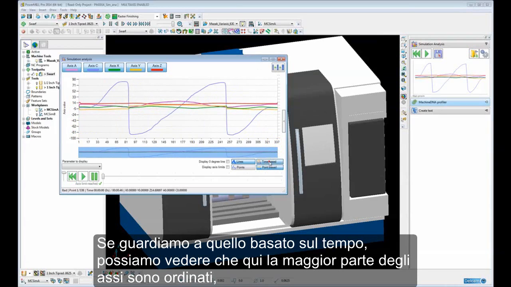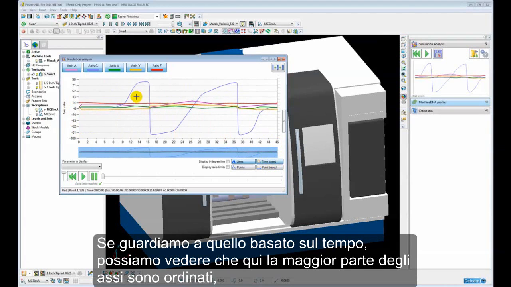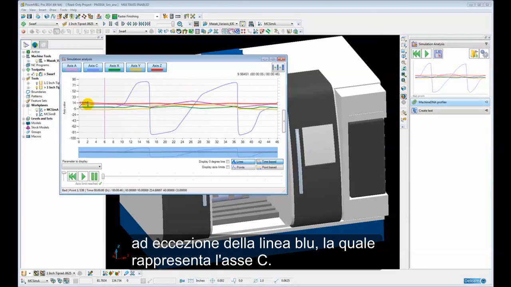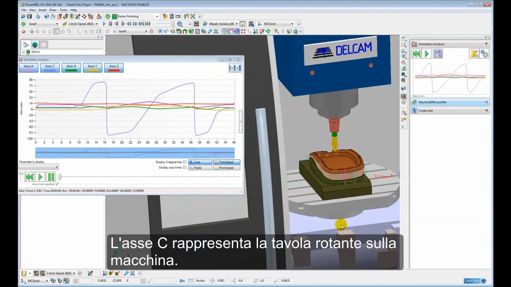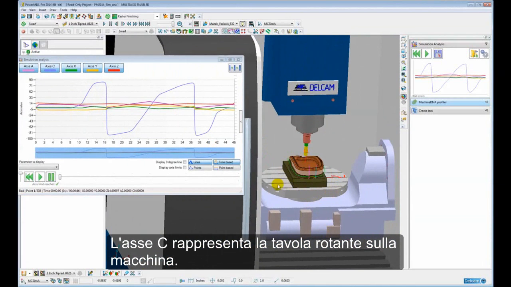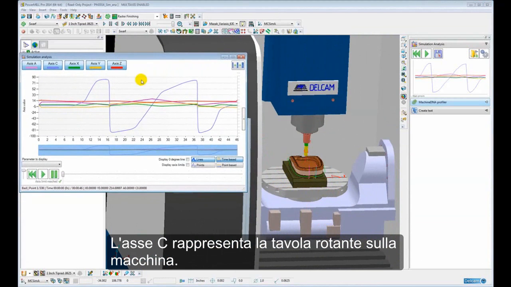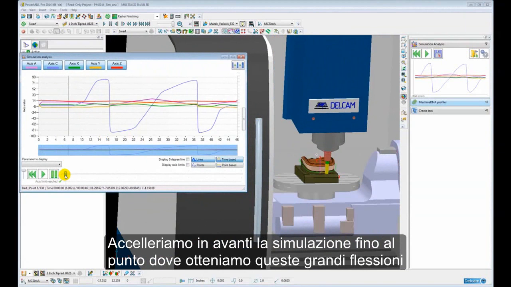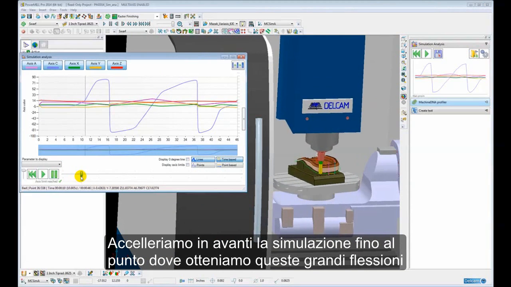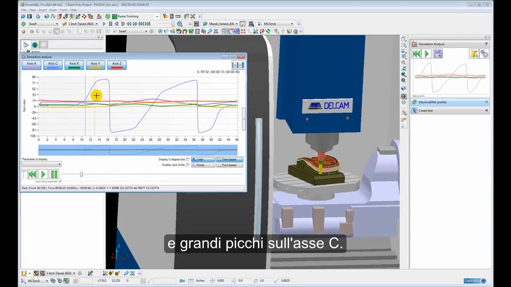So if we look at time based, we can see here that most of the axes are well behaved, with the exception of the blue line here, which is the C axis. So the C axis is the rotary table on the machine. So if we just fast forward the simulation to the point where we get these large dips and large peaks in the C axis.